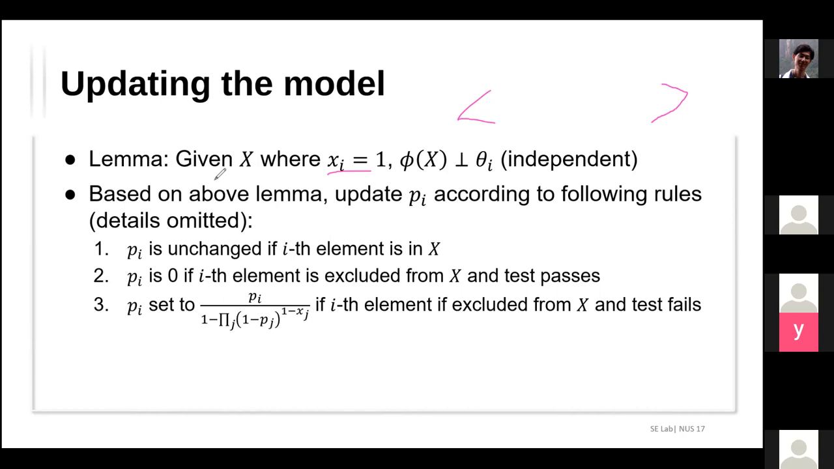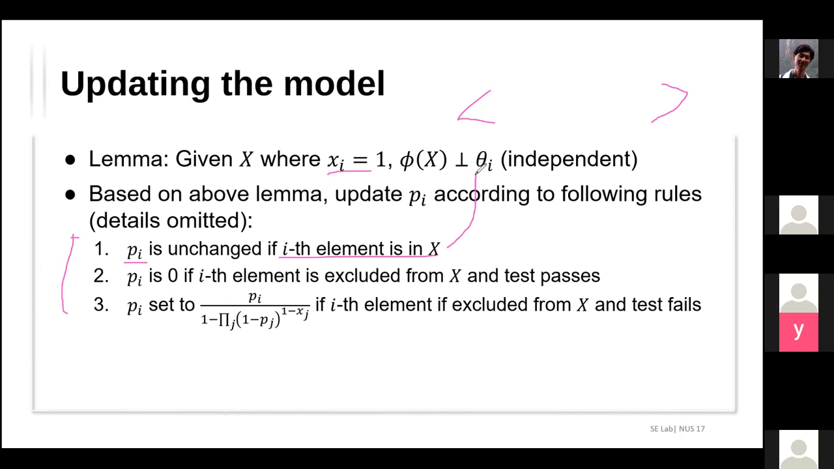Based on this lemma, here we have the rules that we are interested in. They were very detailed in how they derived these rules, but essentially we can decompose it into three steps. First, if the ith element is in X, then pi is unchanged, so the probability is unchanged. If the element itself is within X, we are not sure whether it actually contributes to passing or failing the test case. This line one is, I believe, from this lemma itself.